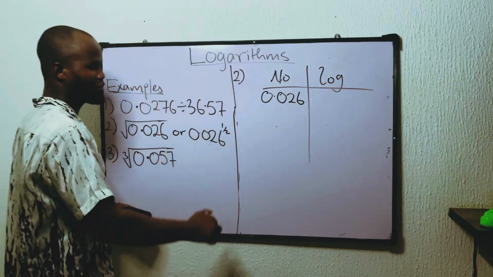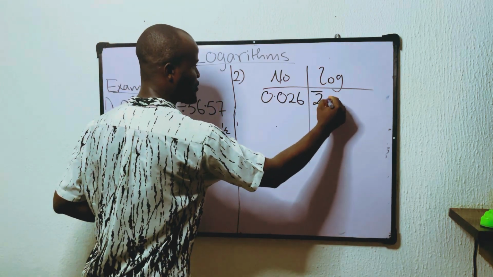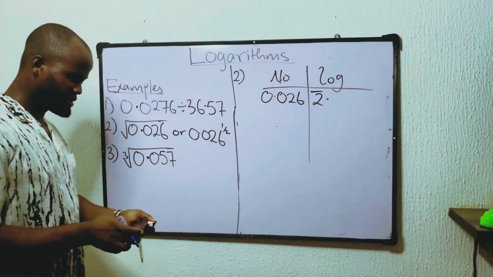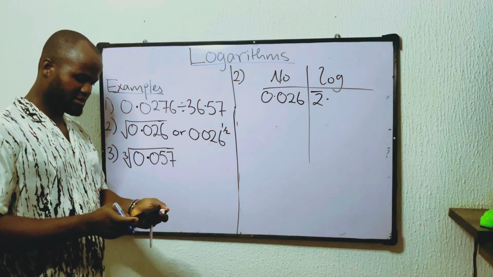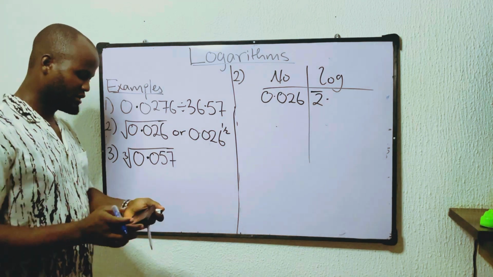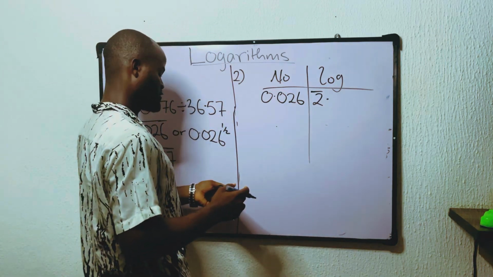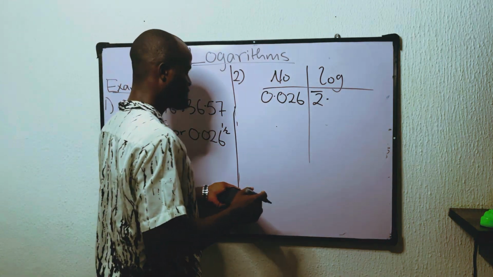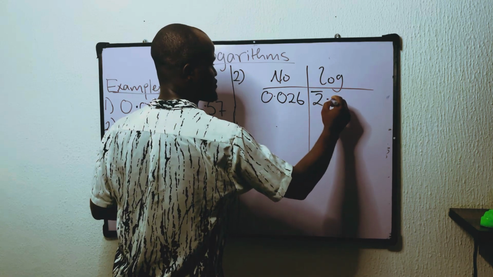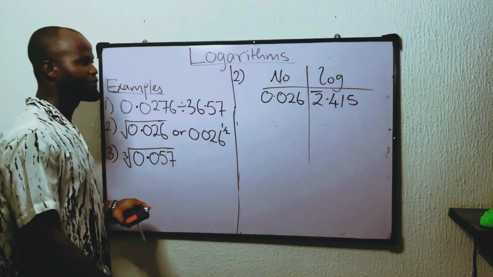So first, the logarithm of 0.026. So how many zeros are here? We have 2. That means it's going to be bar 2 point. So what is the logarithm of 2.6? Log 2.6. So that gives us 0.415. That is about bar 2.415. So let's stop there.